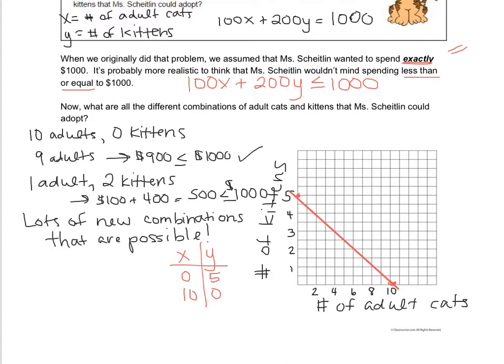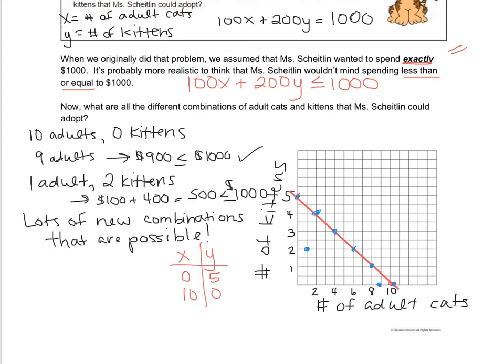And remember before that we had these different possibilities that we considered: (0, 5), (2, 4), (4, 3), (6, 2), (8, 1), and (10, 0). Those were all our possibilities when we wanted to spend exactly $1,000. This time though, we've thought about some other possibilities. What if I just want 9 adult cats and no kittens? That's right here. What about 1 adult and 2 kittens? That's this point right here.